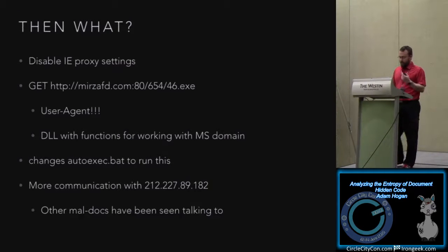Okay, then we saw it changes the autoexec.bat to run itself. And then we saw more communication with his IP address. And then I was able to, again, search the threat intelligence database and find a number of different samples, a number of different techniques of encoding, that have all been talking back to that same IP address, right? So it was looking bad.